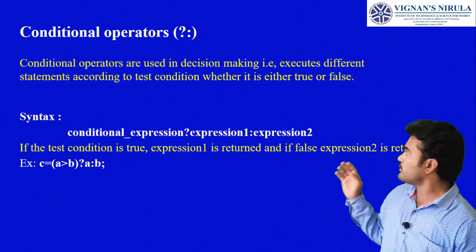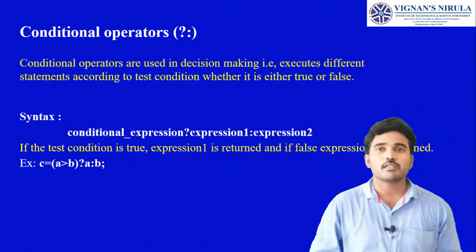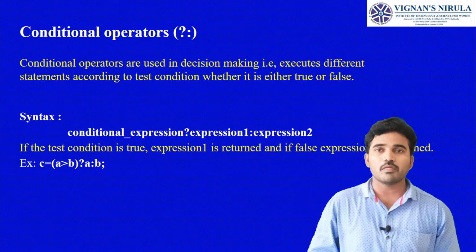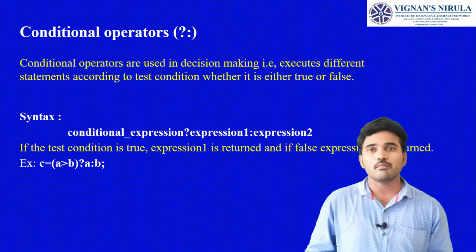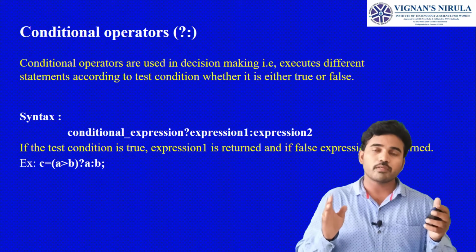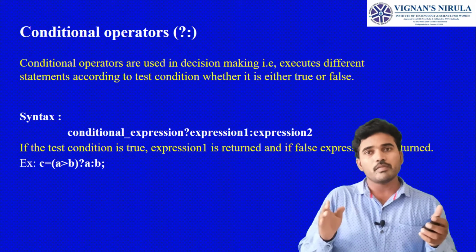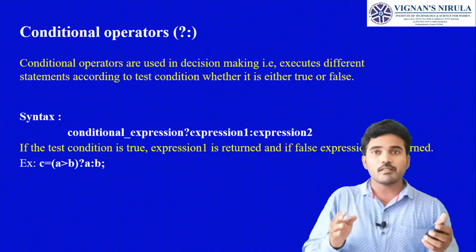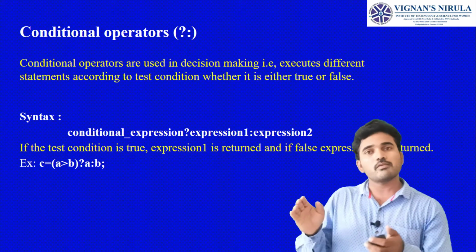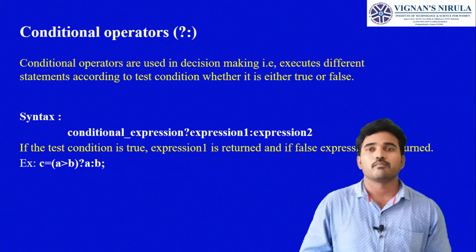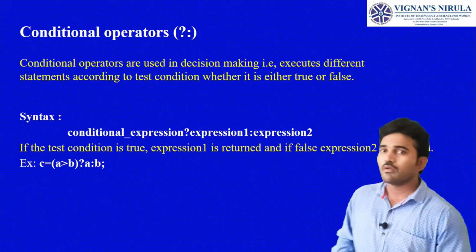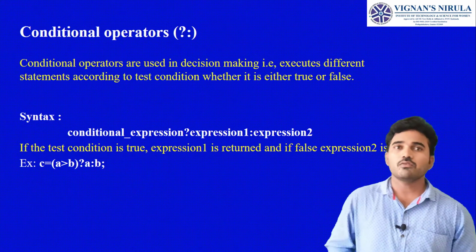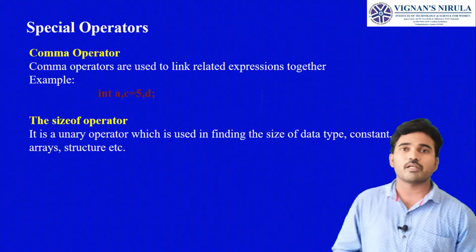Understood? So, coming to the example here: c is equal to a greater than b question mark a colon b. So, based on the values of a and b, if a is greater than b, it returns the value of a to c. If a greater than b becomes false, then it returns the value of b to c. Understood? So, then coming to the next one, special operators.